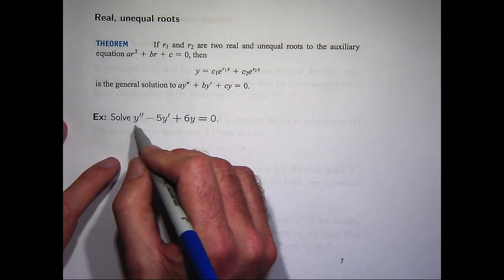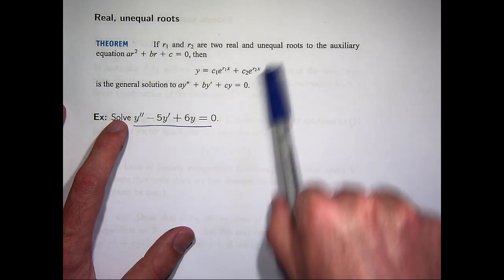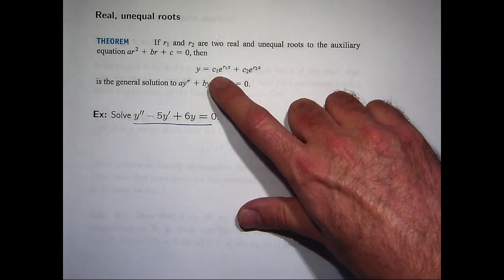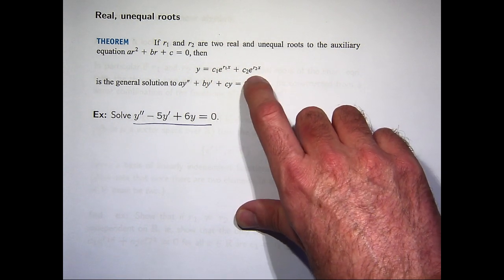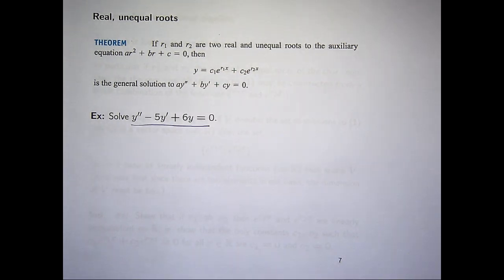So here's an example. Let's look at this first and then solve that. This theorem says, suppose I've got my characteristic equation and I solve it and I get two real and unequal solutions for r, r1 and r2. This theorem says that the general solution to the original ODE is just a linear combination of these exponentials with r1 and r2 in the exponent.